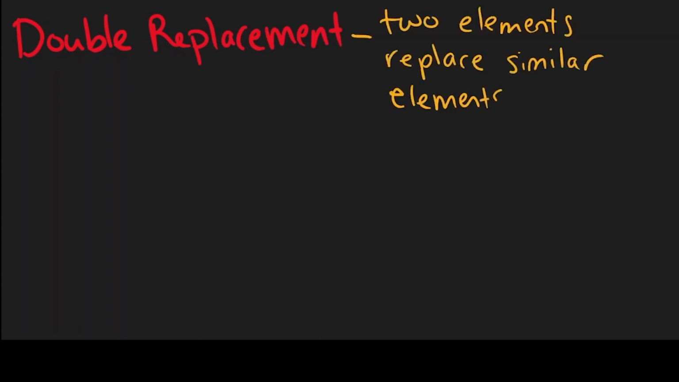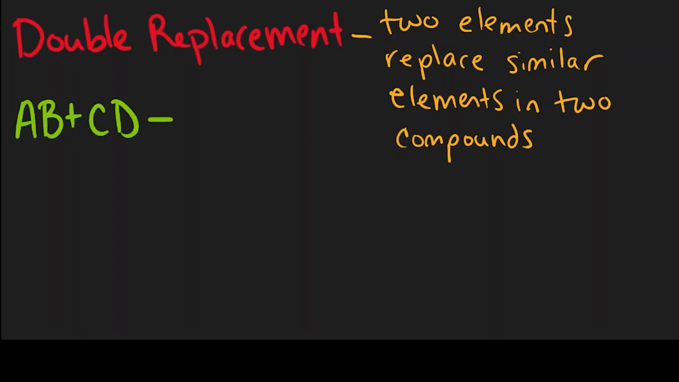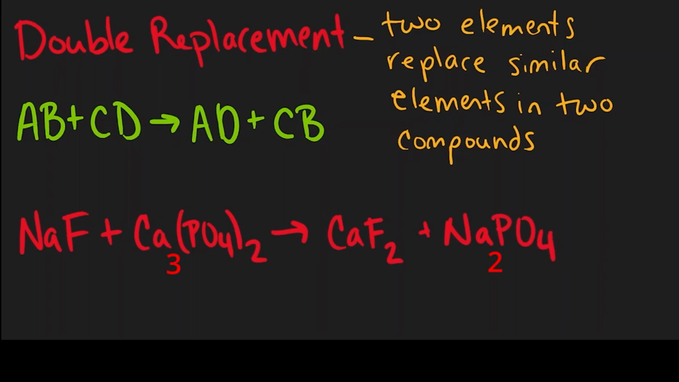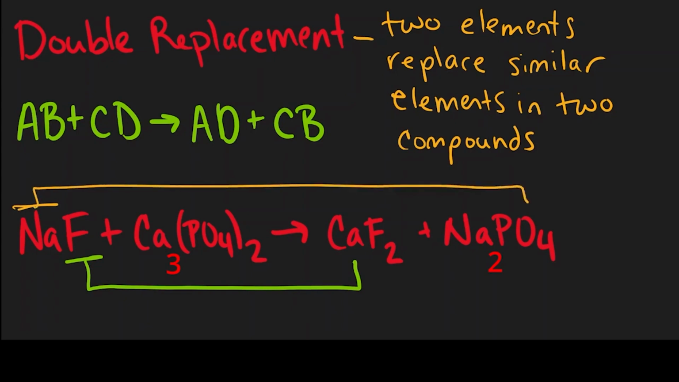In our double replacement reaction, we have 2 elements replacing similar elements in compounds. The general reaction pattern for a double replacement reaction is AB plus CD reacts to form AD plus CB. Example from our body is how we have fluoride protecting our calcium teeth after we brush our teeth. Fluoride starts off with the sodium in your toothpaste, and he ends up being with the calcium in your teeth. The sodium in our toothpaste picks up the phosphate that was with our calcium.